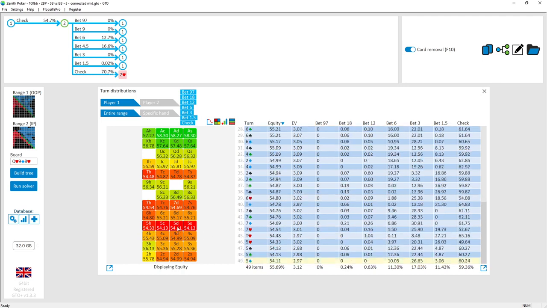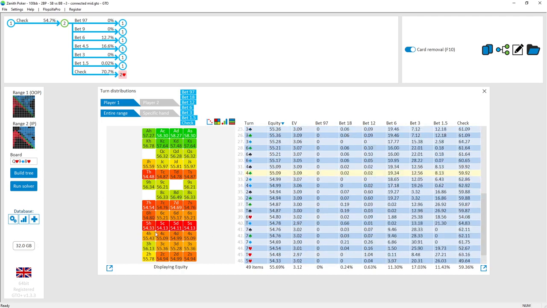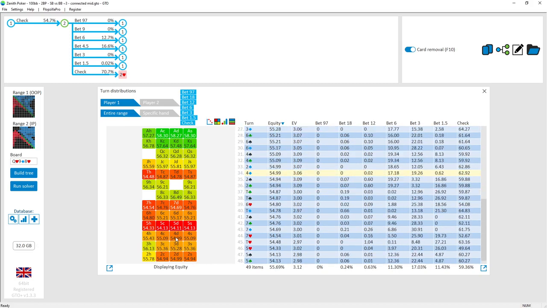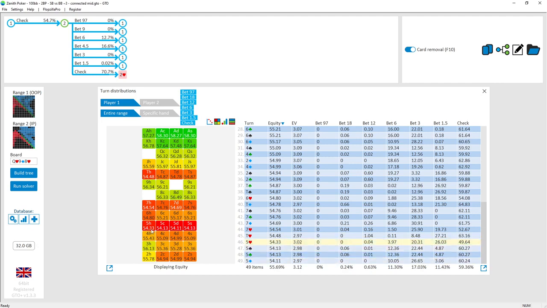The 5 completes a straight, so it's not really a brick. The 6 completes the 7-6 straight, so it's not really a brick. But definitely the 4, the 3, and the 2, these cards here are relative bricks. I mean, the diamond brings the backdoor flush draw, so not super brick, but definitely 4, 3, and 2. Relatively bricky cards.